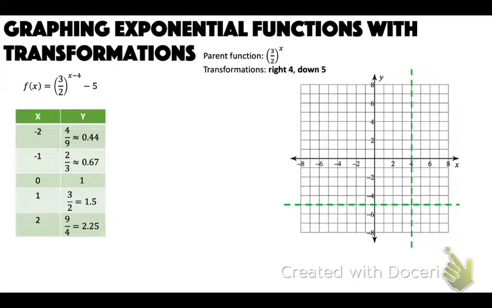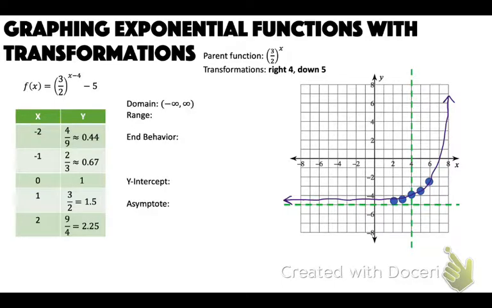Okay, write those as decimals, might make it a little bit easier to graph. So then this right here would be like my new origin. So we're going to treat this like 0, 0. It's not really 0, 0. This is our real 0, 0. That is the real origin. But just to graph this, we're going to treat it as our new origin down there, okay, to take into account our transformations. So then -2, 0.44, -1, 0.67, 0, 1, 1.5, and 2, 2.25.